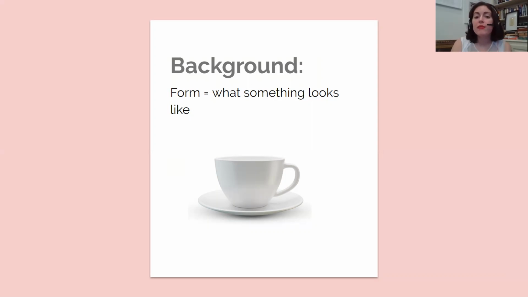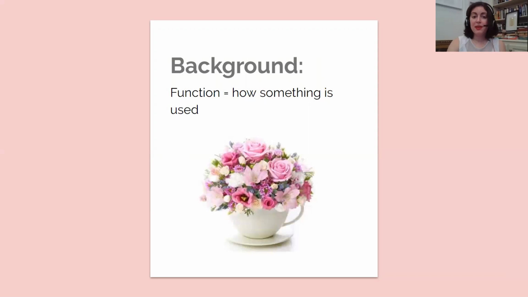So the form is what something looks like. In this picture right here, we see a coffee cup, or a teacup, whatever. For me, when I see this, I think this is something that I would drink coffee out of. However, it's not necessarily something I drink coffee out of. It just looks like something I might drink coffee out of. So this is the form. It looks like a cup. But that's different than function.